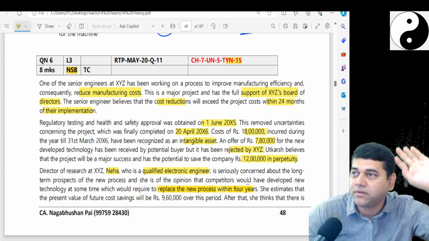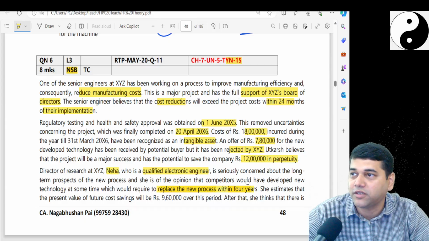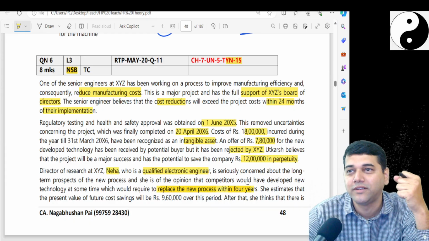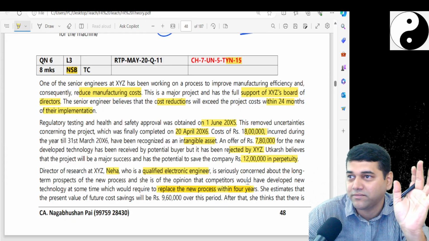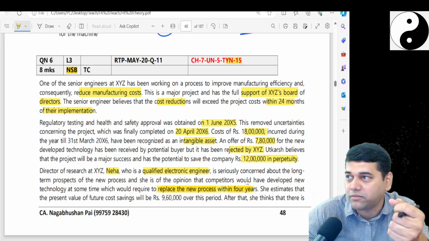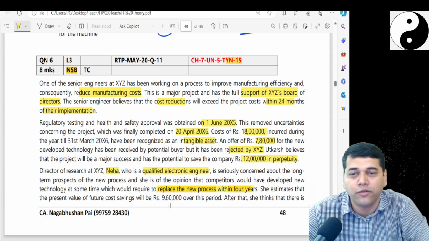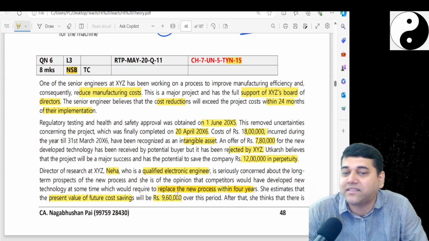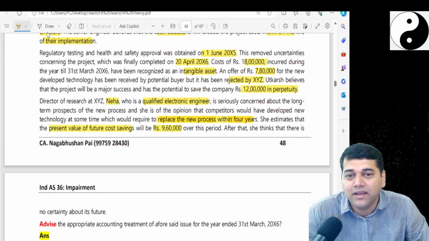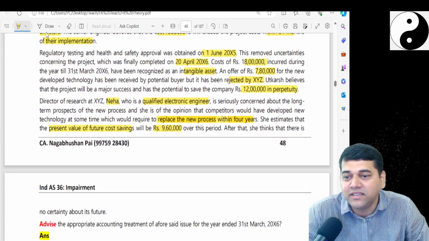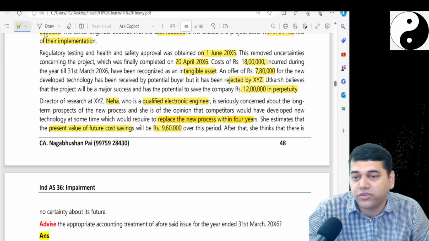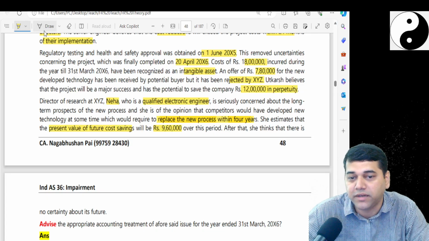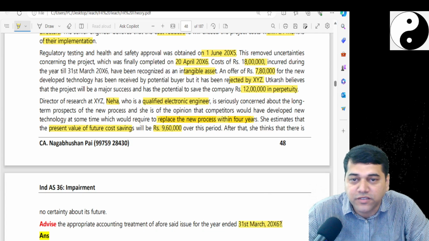At that time, 20 years back, it was fantastic technology, like the cordless mobile phone. Today you don't see even cordless phones. After mobile phones came, that telephone was there, no? Now she estimates that the present value of the future cost saving is 9,60,000. After that, she thinks that there is no certainty about its future. What is your advice? Appropriate accounting treatment for the year ended 31st March 2016.